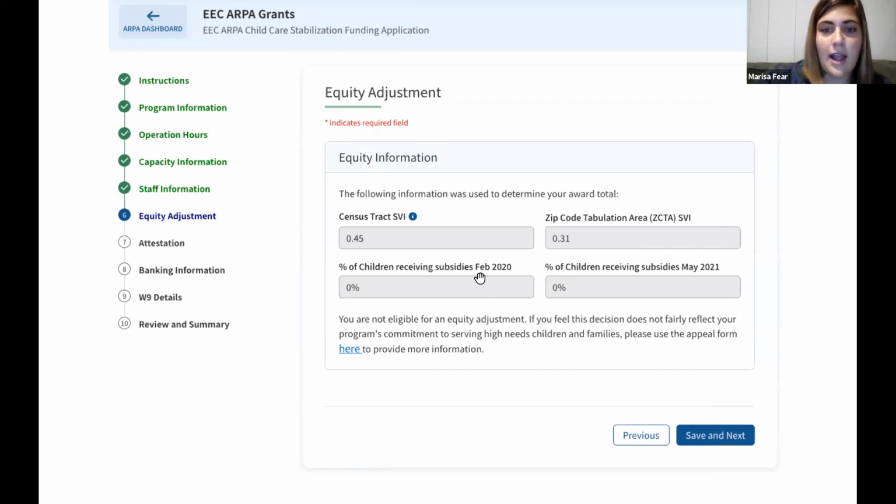So they're calculating the percentage of children receiving subsidy in February 2020 or May of 2021. And then you can see for this example, the provider has no children receiving a subsidy in their program. However, you can also qualify based on your social vulnerability index. So they've calculated that at 2 different options. And then at the bottom, you can see that this provider would not be eligible for an equity adjustment. And if you feel that the decision is not fair, you can again click here and use an appeal.